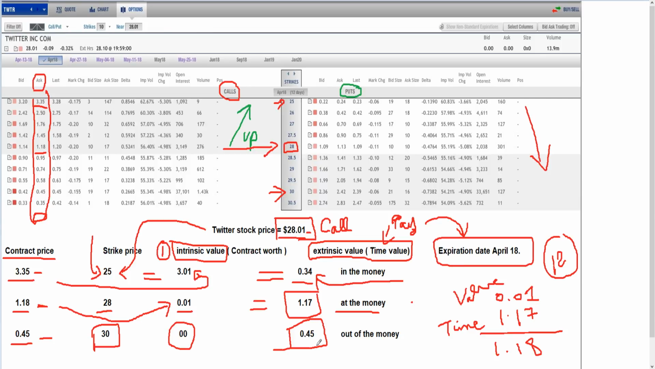And as I told you, in options you should pay to stay in the trade, because the expiration date is April 18. Today is April 9. Now if you go to 18 and you don't exercise, meaning you don't sell it, this contract, which is 0.45, will be worthless.